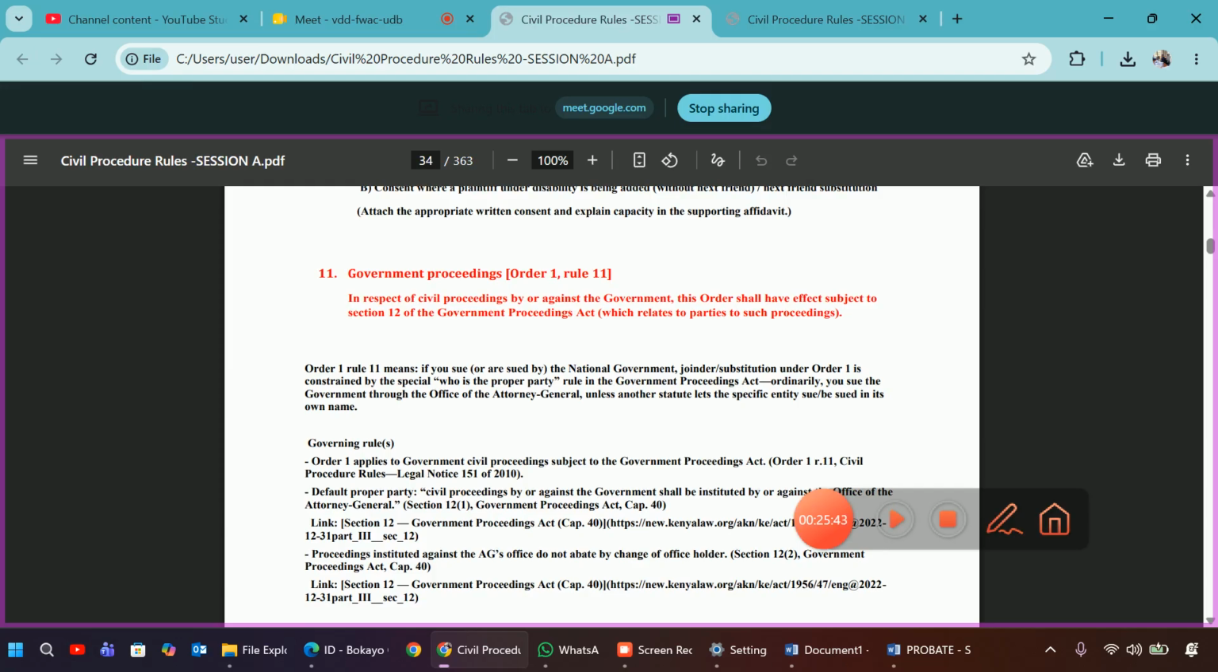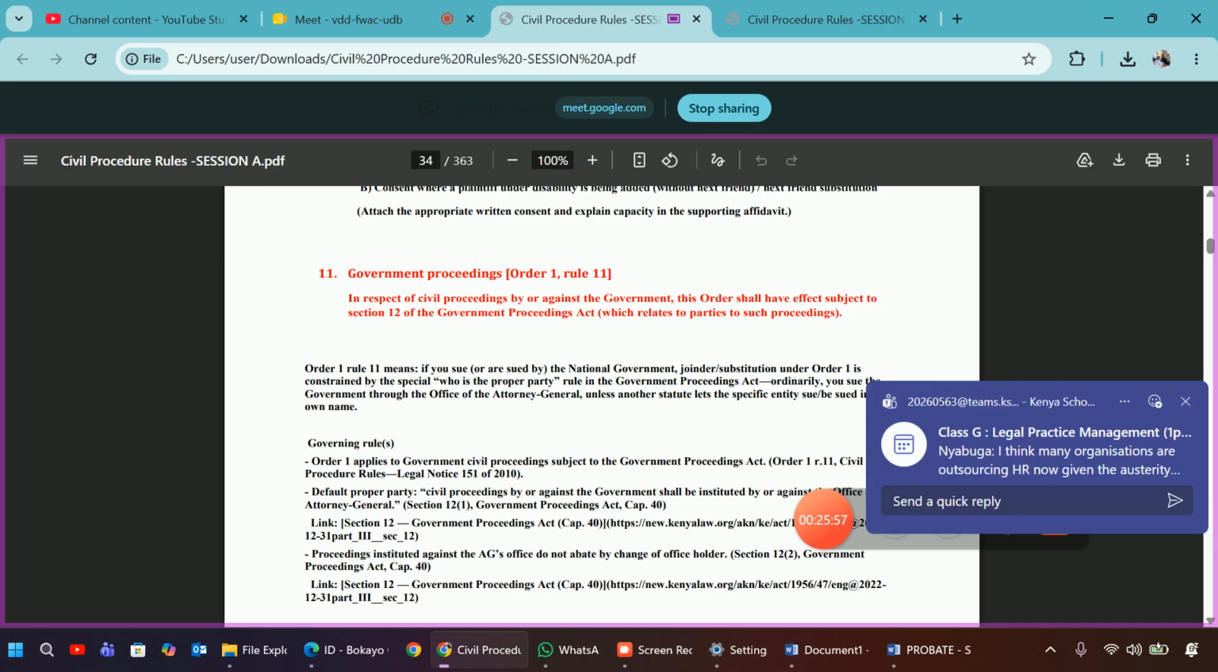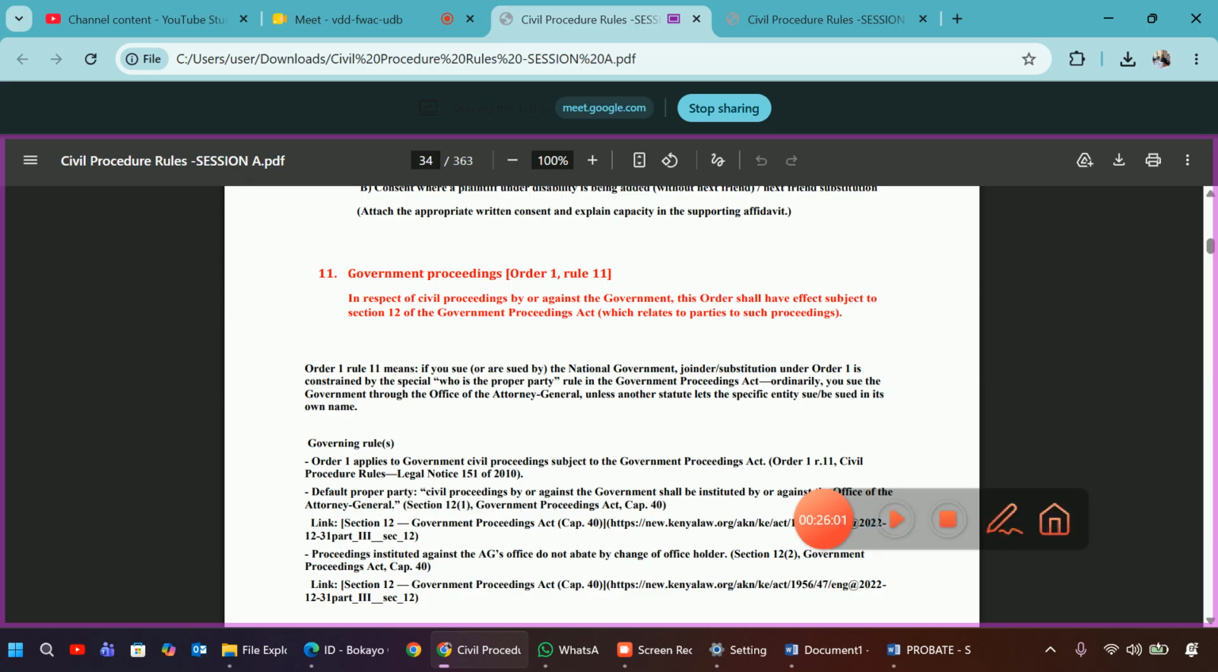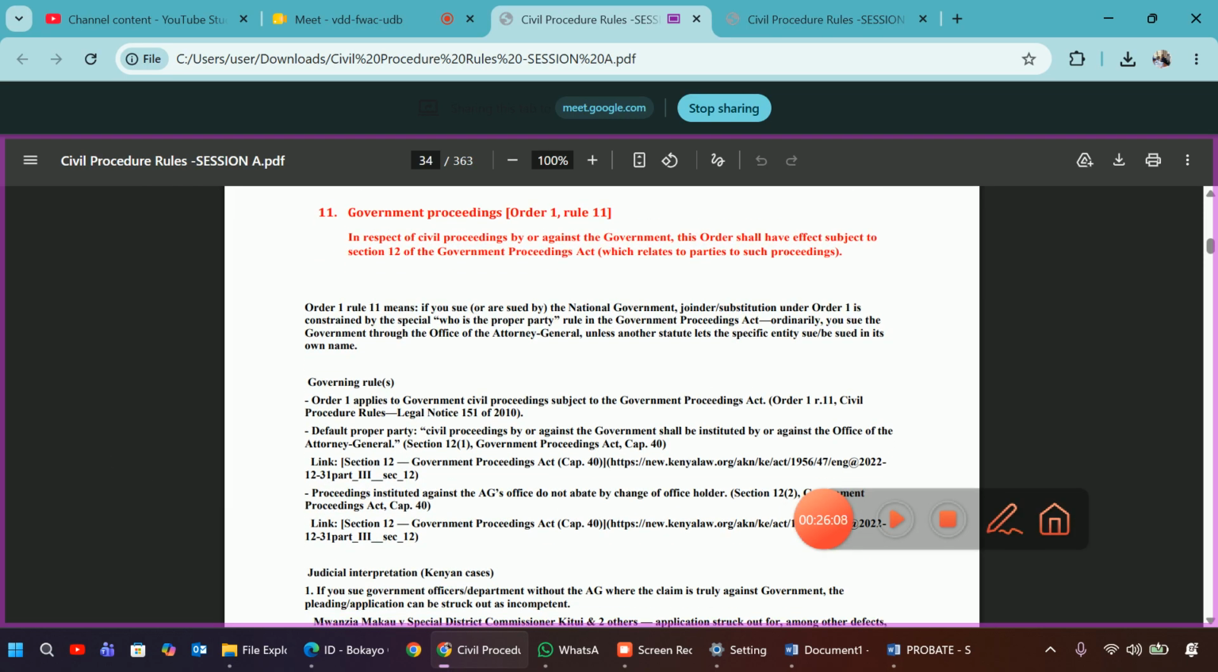In respect of government proceedings. In respect of civil proceedings by or against the government, this order shall have effect subject to Section 12 of the Government Proceedings Act, which relates to parties to such proceedings. So, at times the examiner will tell you that one entity has caused breach to a private individual, and this entity appears to be a government entity or department.